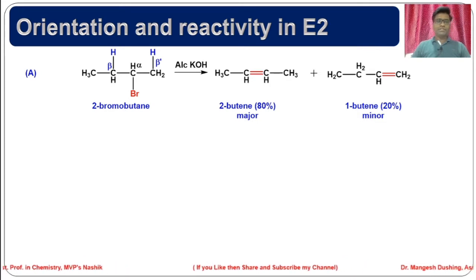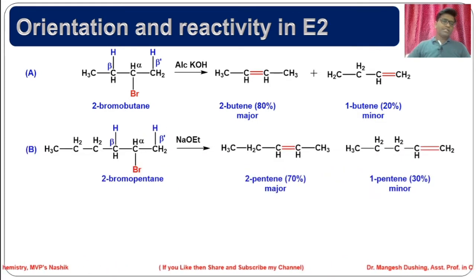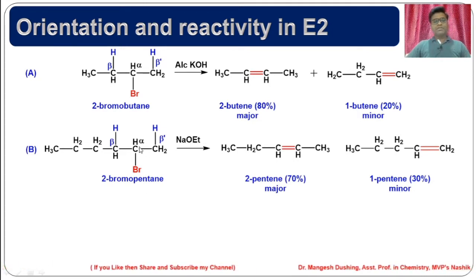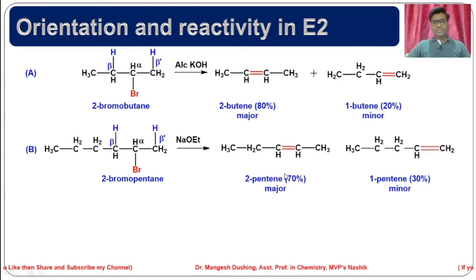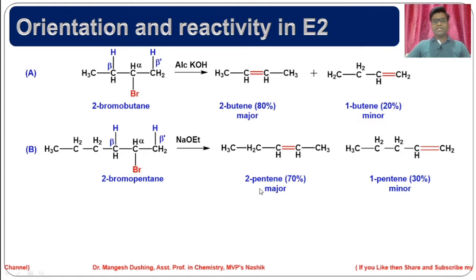That will be 20% only. Second example is 2-bromopentane. Friends, if you do the elimination reaction in presence of NaOEt, so 2-bromopentane gives two products, that is 2-pentene and 1-pentene. In that case, 70% that is 2-pentene as a major product, while 30% 1-pentene as a minor product.